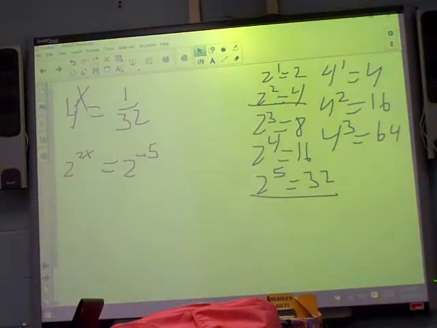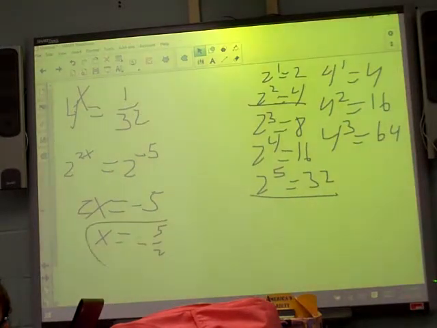Okay, now 2 and 2 is the same, so like Keston said, we don't got to worry about that anymore. Exponents: 2x is equal to negative 5. Divide by 2, and x would be negative 5 halves. So you wouldn't have to rewrite it because you learned that.